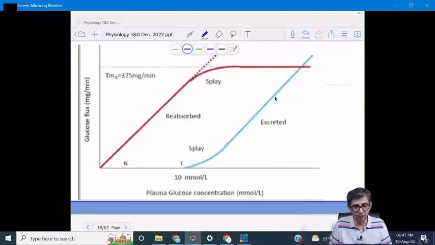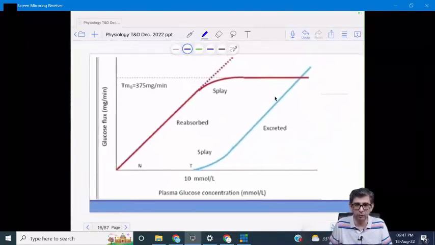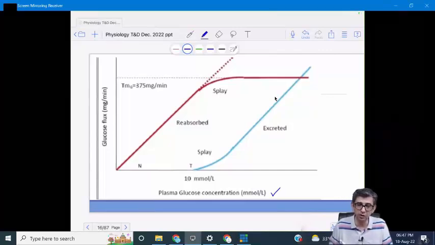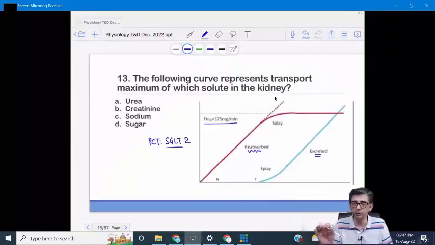This is the actual curve that is given in the book and was probably asked in the exam also. On the x-axis, it would be plasma glucose, and then on the y-axis would be glucose coming in the urine. So what we find is some part is excreted and some part is reabsorbed also. That reabsorption will cause no sugar to be present. A normal person's urine does not have sugar.